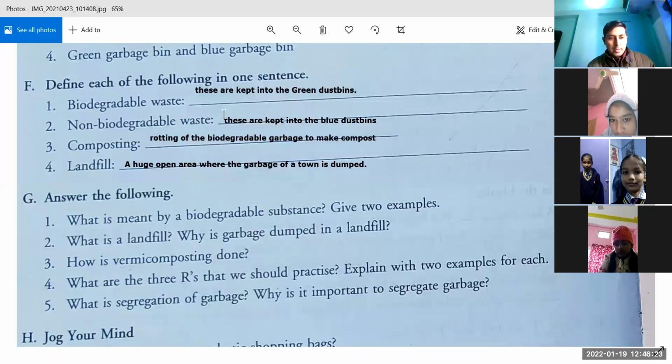Now we have question and answer. What is meant by biodegradable substance? Give two examples.